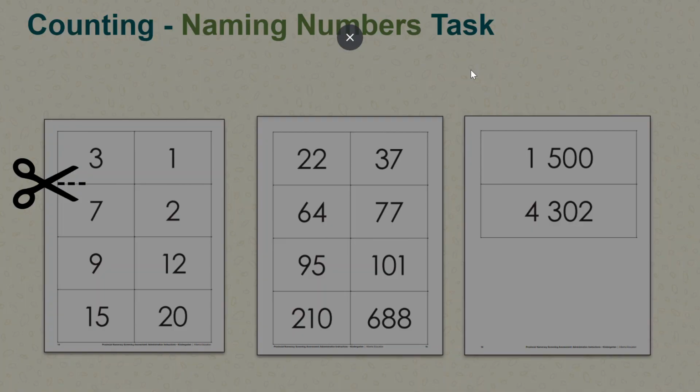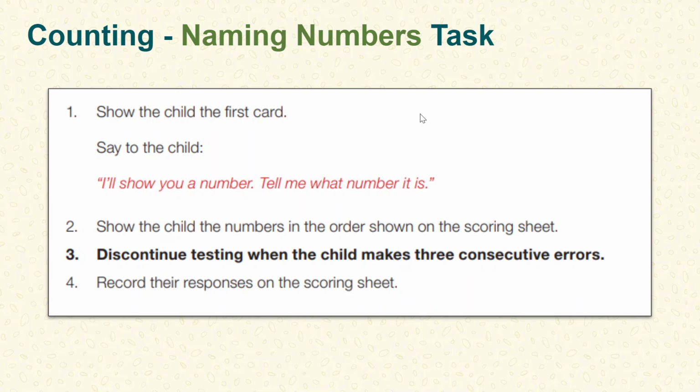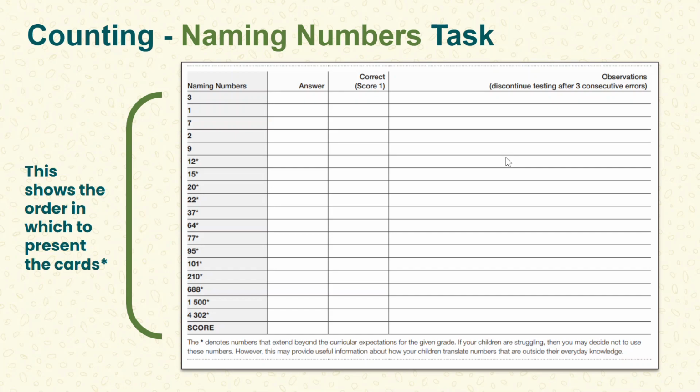And so when you're ready to begin, you're going to show the child that first card and you'll say, I'm going to show you a number. Tell me what number it is. And so then you show the child the numbers in that order, discontinuing the testing when the child makes 3 consecutive errors. And if the child is struggling, you may choose to discontinue at the point where the numbers go beyond curricular expectations. Record their responses on the scoring sheet.